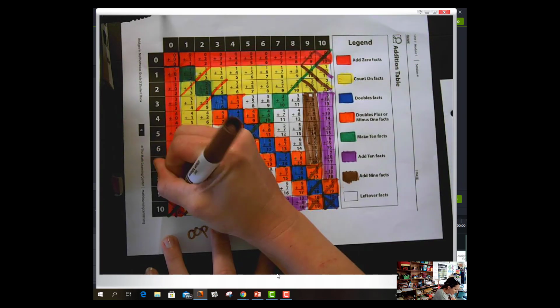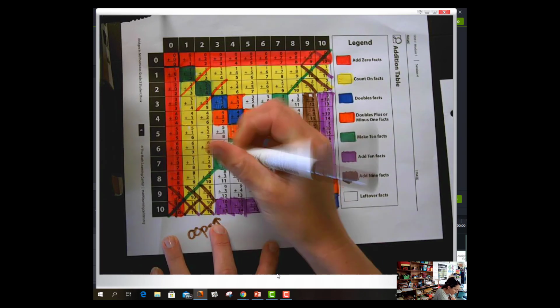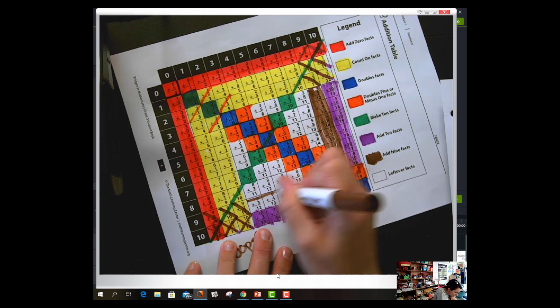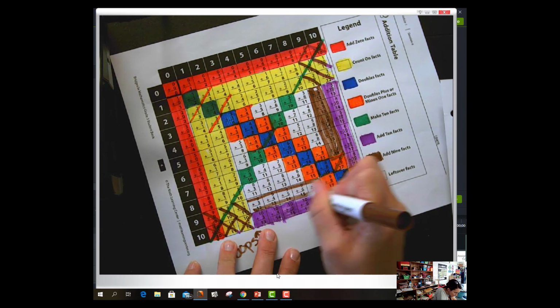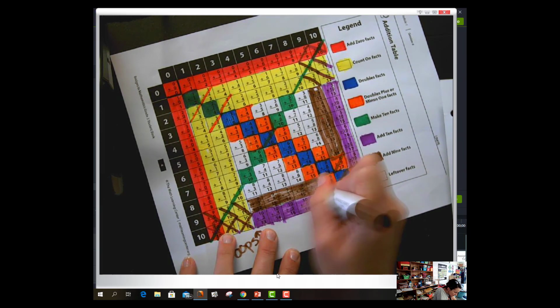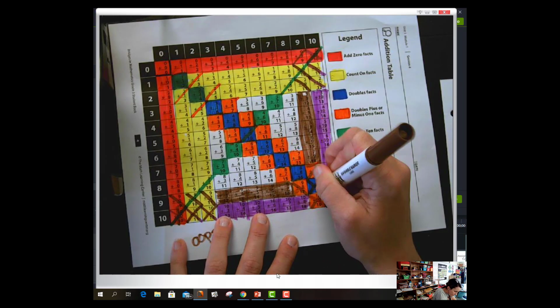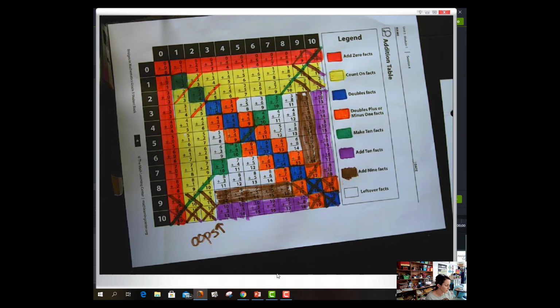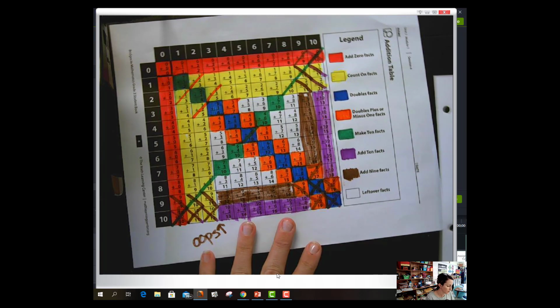So we're going to go to the 9s row and go through it and color it in. And then put slashes through it. Okie dokie, we are done. Once you're done with that, you are done with your addition table for today. You can go ahead and close that workbook.